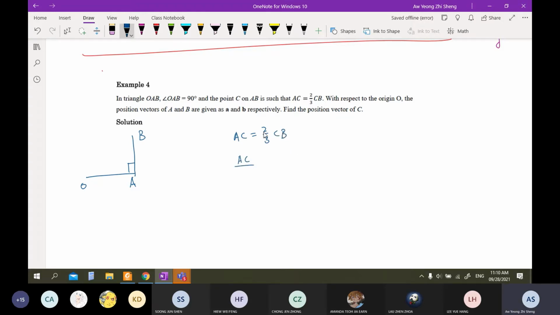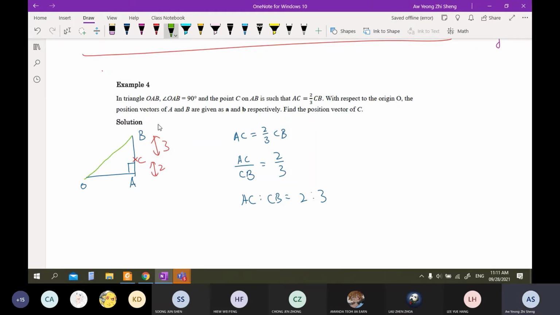It's a bit hard to interpret like this, so I will just convert it into ratio form on both sides. So I have AC ratio CB is 2 ratio 3. Now it's clearer. AC will take 2 portions, CB will take 3 portions. And you have the triangle OAB.